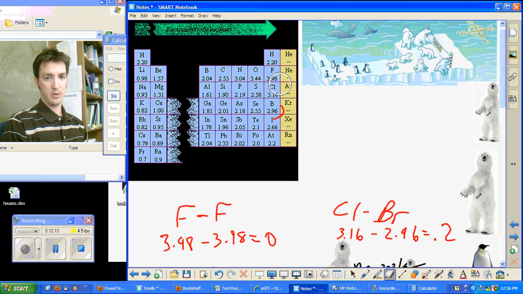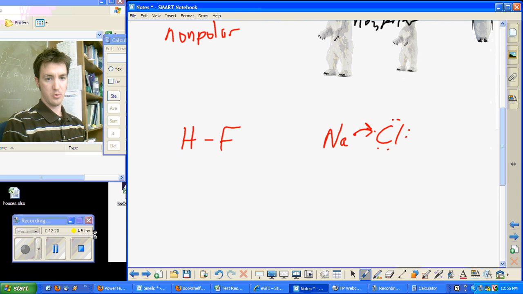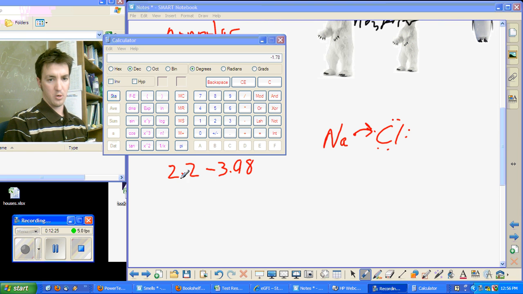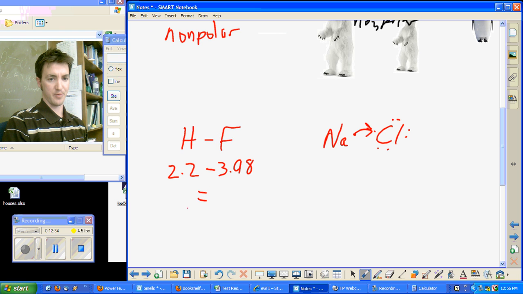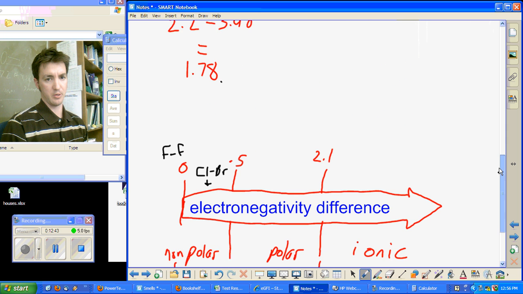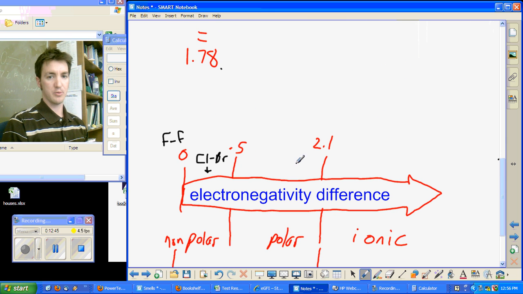F is 3.98, H is 2.2. So hit pause, see what that is. On mine, I set it up like this, 2.2 minus 3.98. It doesn't matter whether you get a positive or a negative. Sometimes kids get very concerned about the difference on there, but it's 1.78. It doesn't matter which one you subtract. It makes sense maybe to subtract the little one from the big, but just take the absolute value. So that puts it right here.